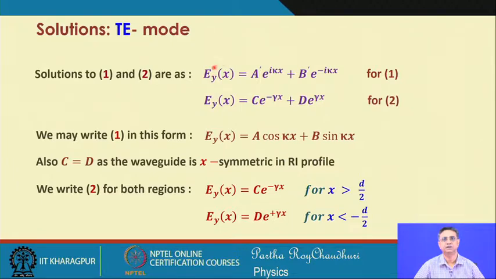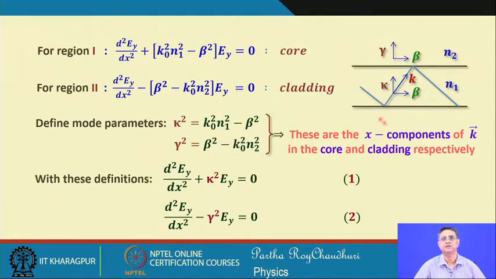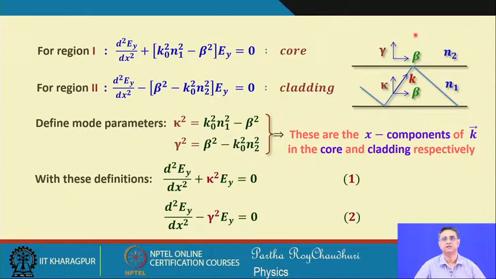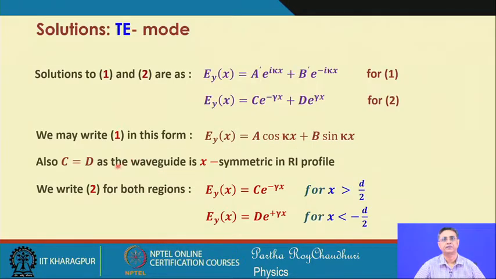So, we may write equation 1 in the sine cosine form. This a e to the power of i kappa x plus b dash e to the power of minus i kappa x can be simply written in this form, a cosine kappa x plus b sine kappa x. Now, because of the symmetric nature of the waveguide, this side and this side are identical, so both of them will be treated with the same constant. Therefore, C and D are the same as long as the waveguide has a symmetric refractive index profile. The variation of the field along this direction and along this direction will have the same constant, that is the idea.